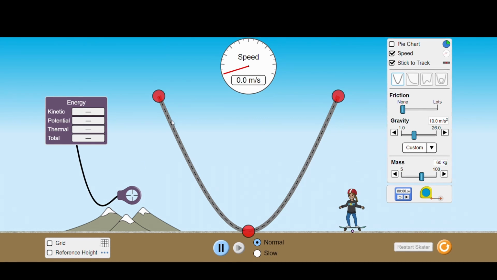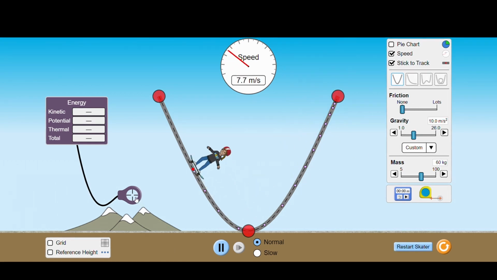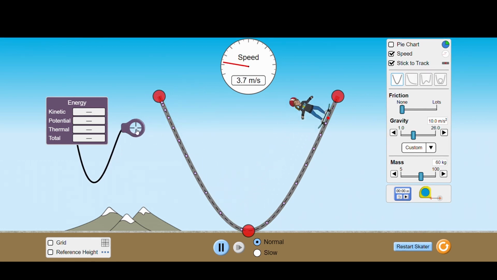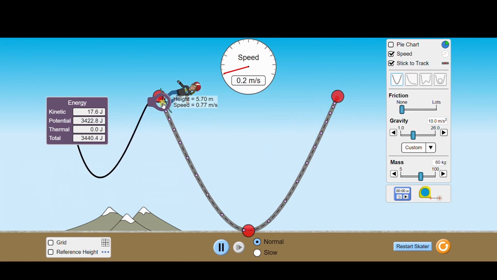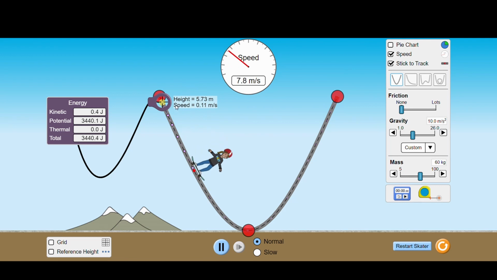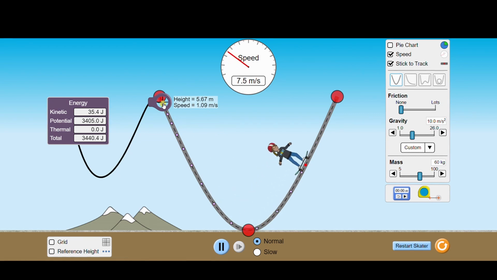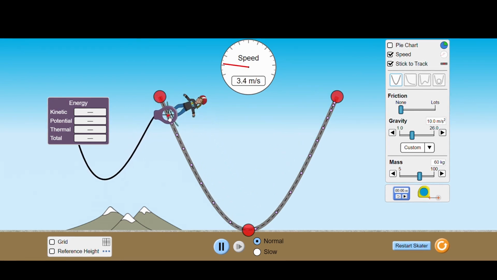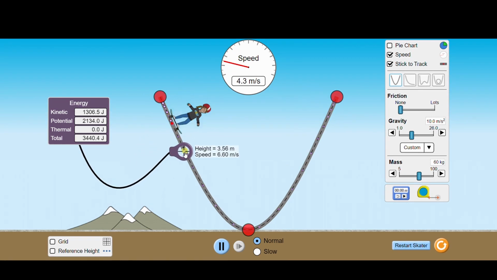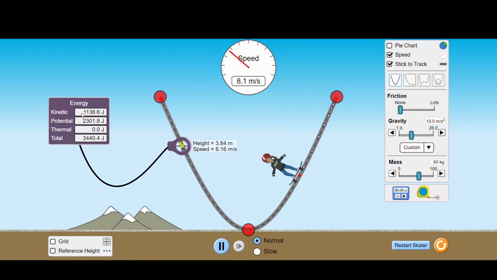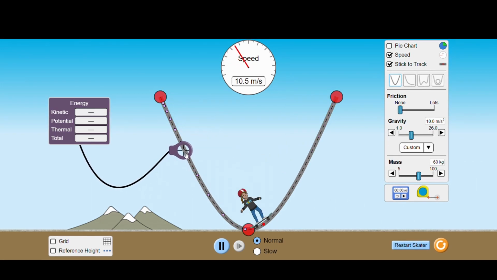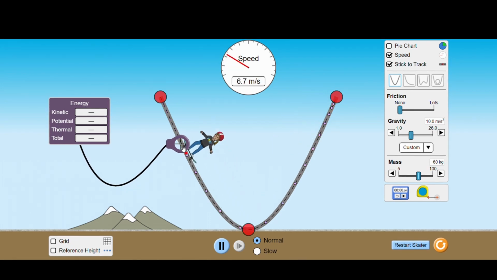Now, friction is zero. What we'll be observing is this. We'll see at each point, you can see these dots, at each point we'll observe what her energy is. Let's have a look. At a height of 5.73 meters, her speed is what? Okay, let's take another point. Height 5.19, speed 3.1. Let's take this point. Kinetic energy at this point is 1083.3 joules.